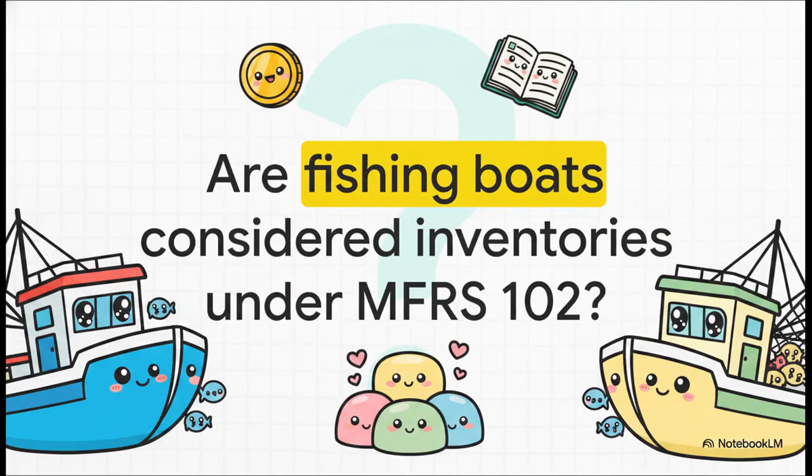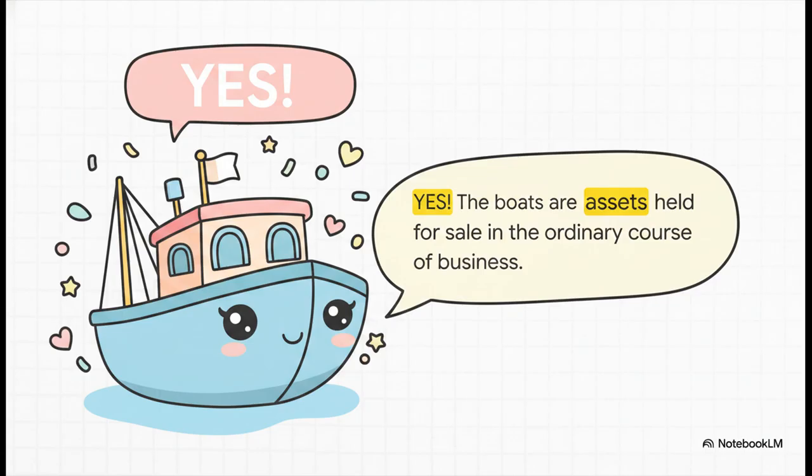All right, let's put that to the test with a quick mini quiz based on a classic exam scenario from your lecture notes. Imagine Joran Kale Buhard, a wholesale company whose entire main business is buying and selling fishing boats. Are these massive fishing boats considered inventories under MFRS 102? Take a second. Think about our 3 pillars. The answer is a resounding yes. Even though fishing boats are huge, expensive assets, for Joran Cal BHD, selling them is their ordinary course of business. They're held to be sold, therefore they fit the MFRS 102 definition of inventory perfectly. Great job if you got that one right.